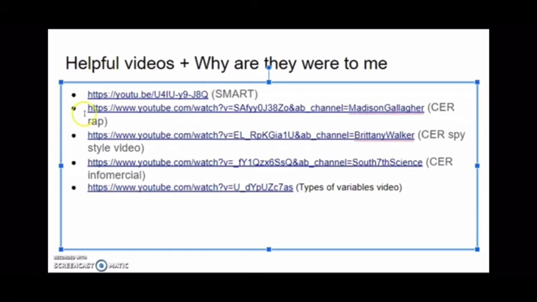After this, I included a rap on the CER method. The CER method was the hardest thing for me in this unit. It took me a bit to understand it, and I've used songs in the past as a way to memorize things like this before, so this was really helpful to me when I was learning it.